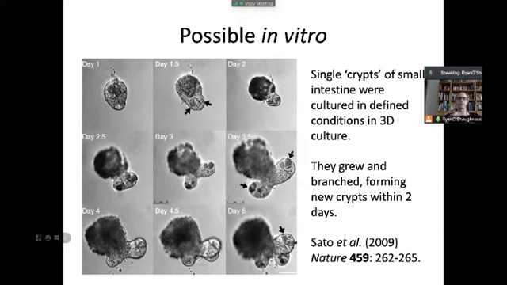If you took a single crypt of small intestine and grew it in a defined condition in 3D culture, they grew and branched and they formed new crypts. So here we can see new crypts being formed. These structures here are new crypts which contain more stem cells. And these started forming within 2 days of culturing these crypts in 3D culture.